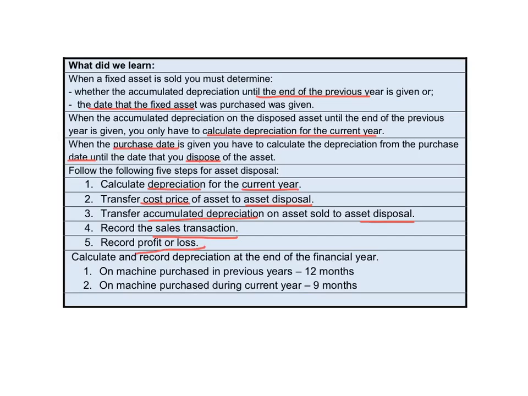At the end of the year, we have to record depreciation for the machines that we are still using. The machine that was purchased during previous years, we've used for the full 12 months, so we will write off depreciation for 12 months. On the machine that we purchased during the current year, we determine how many months did we use it in the current year, and we will only write off depreciation for 9 months.